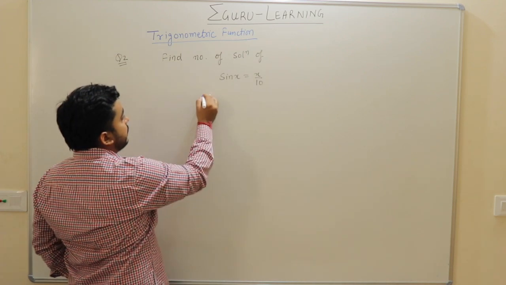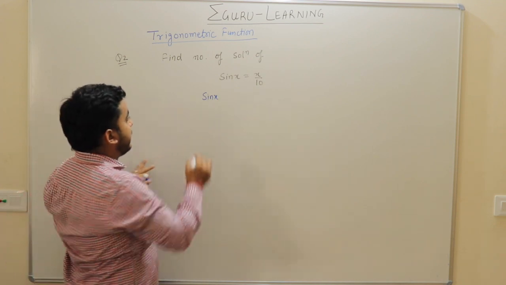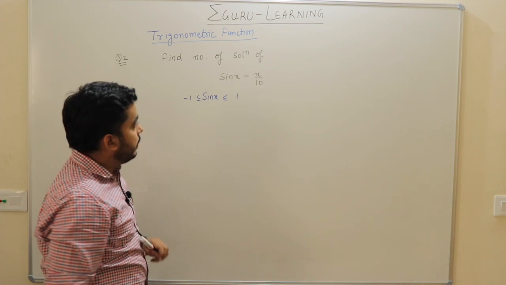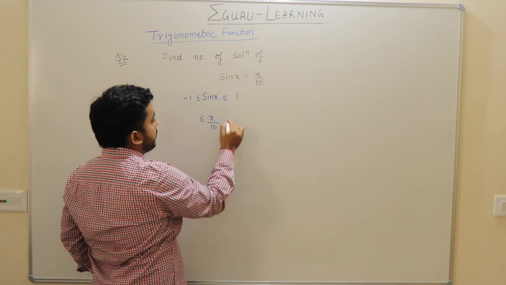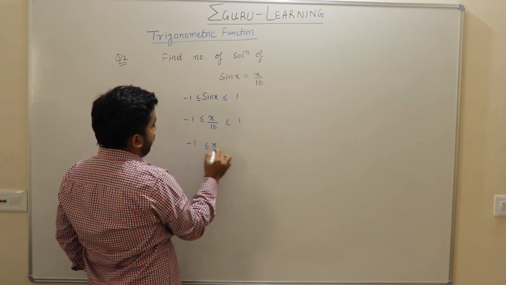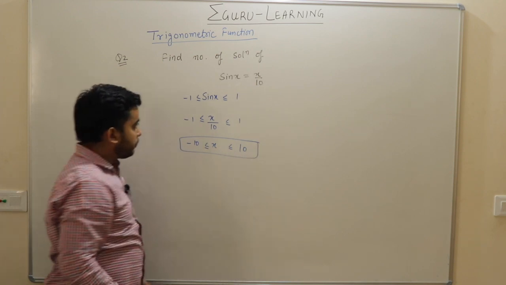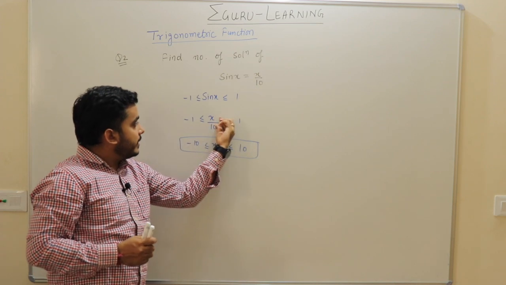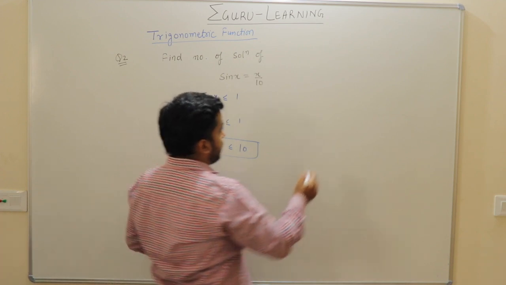First we need to check where the graphs can meet. We know sin x lies between minus 1 and 1, so x by 10, since sin x equals x by 10, should also lie between minus 1 and 1. Hence we need to check the values of x between minus 10 and plus 10, multiplying 10 on both sides.